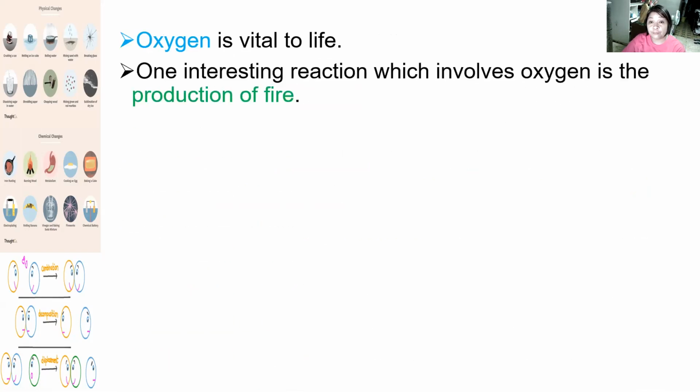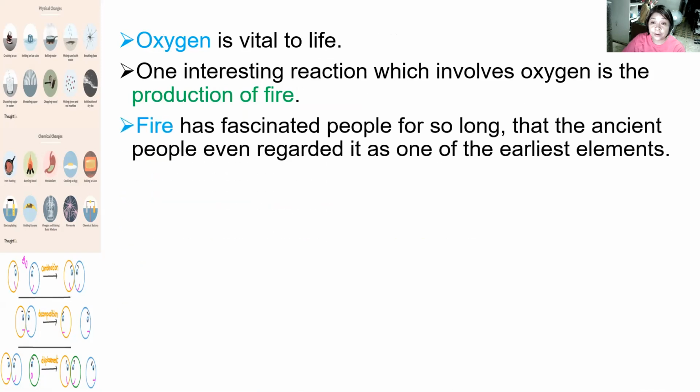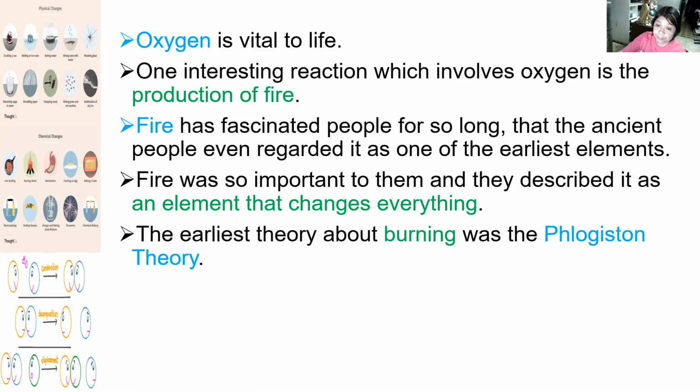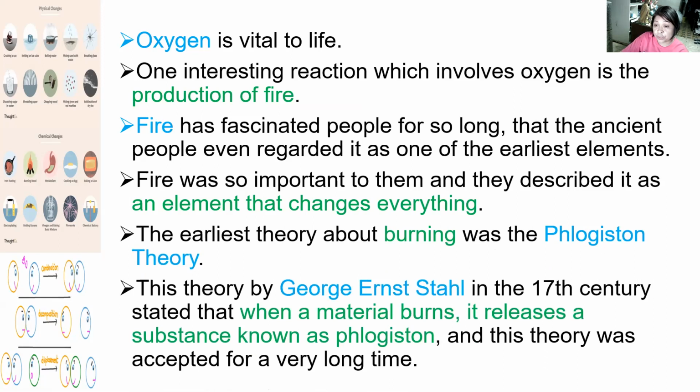Oxygen is vital to life. One interesting reaction which involves oxygen is the production of fire. Fire has fascinated people for so long that the ancient people even regarded it as one of the earliest elements. Fire was so important to them, and they described it as an element that changes everything. The earliest theory about burning was the phlogiston theory. This theory was by George Ernst Stahl in the 17th century. It stated that when a material burns, it releases a substance known as phlogiston. And this theory was accepted for a very long time.